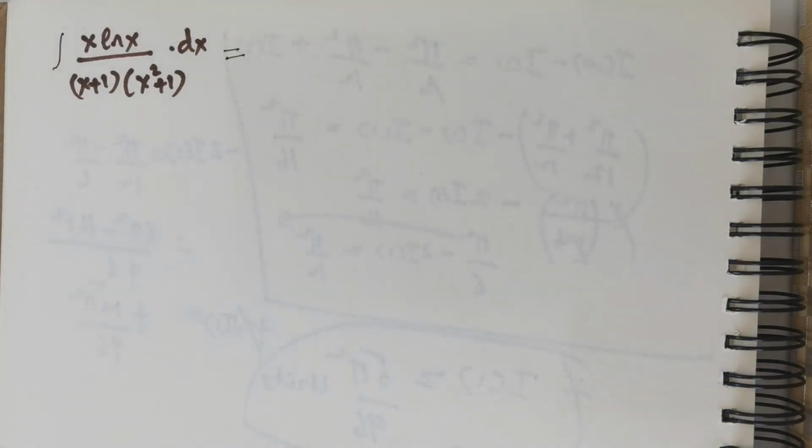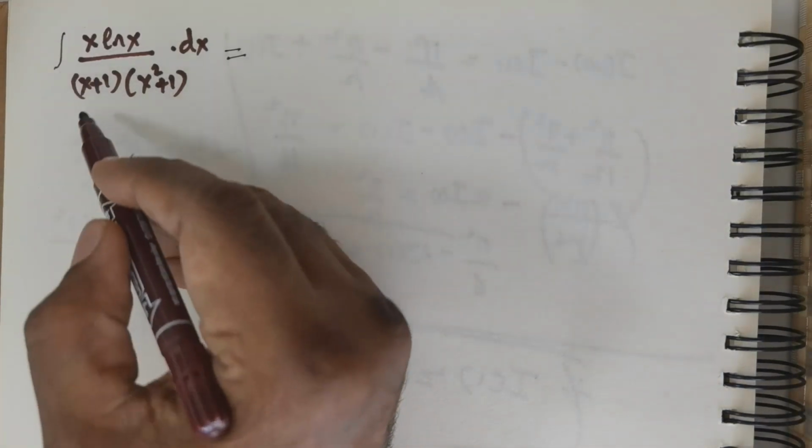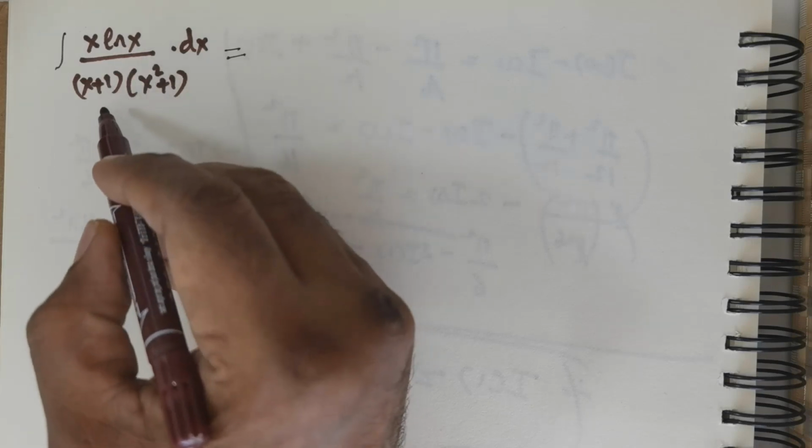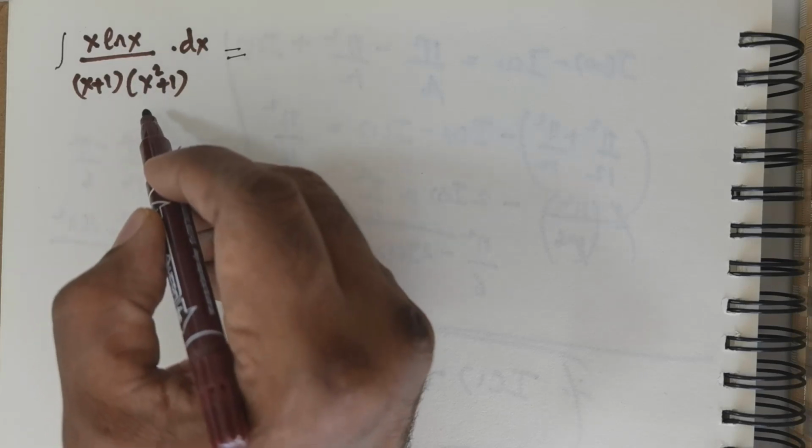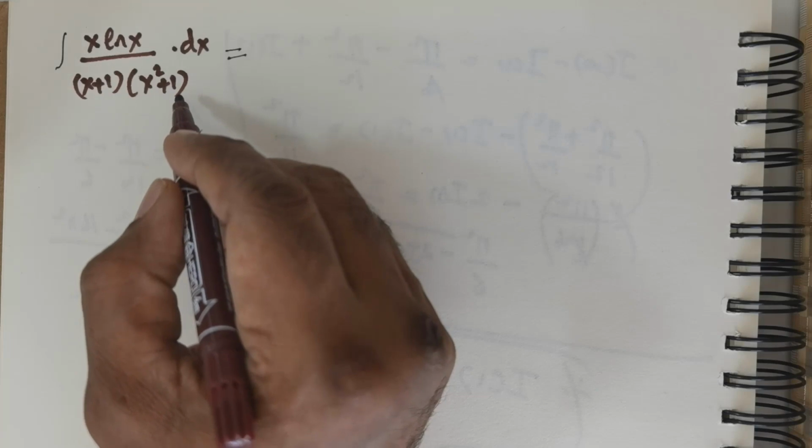Good day everybody, we've got a beautiful question. We are expected to integrate ln x over (x + 1)(x² + 1) dx.